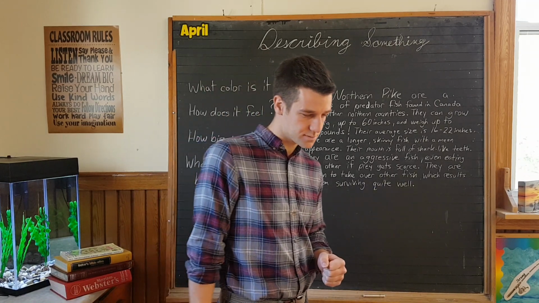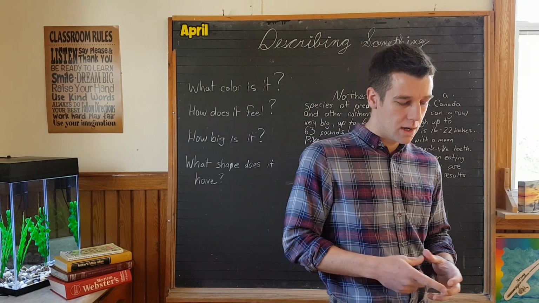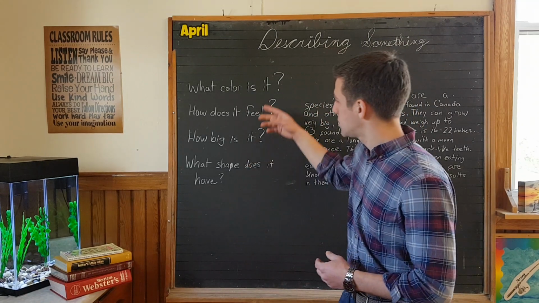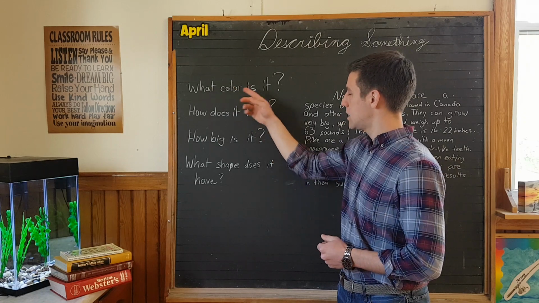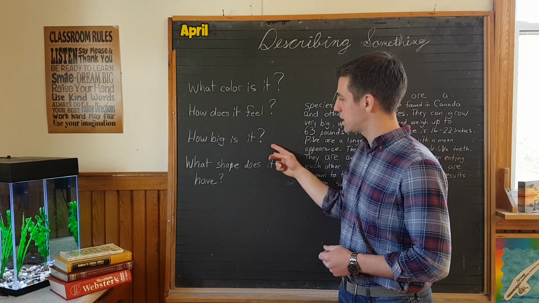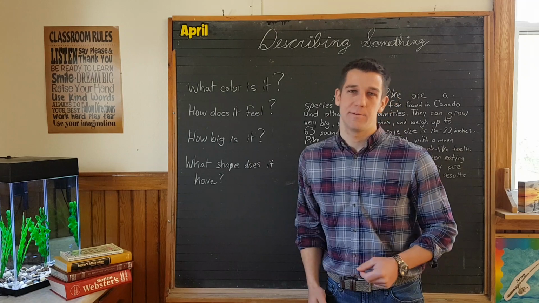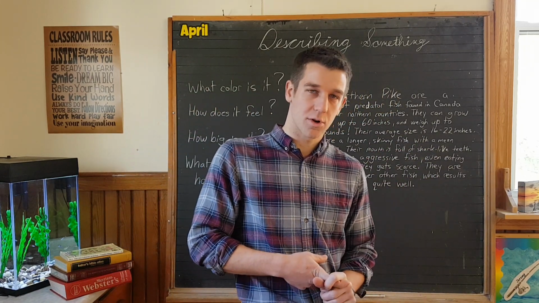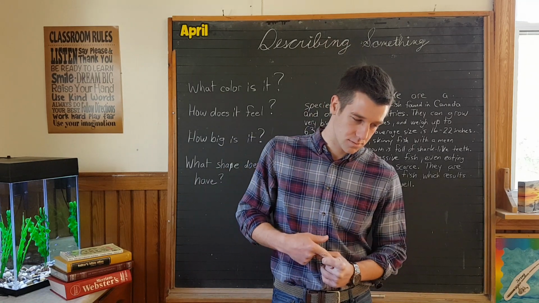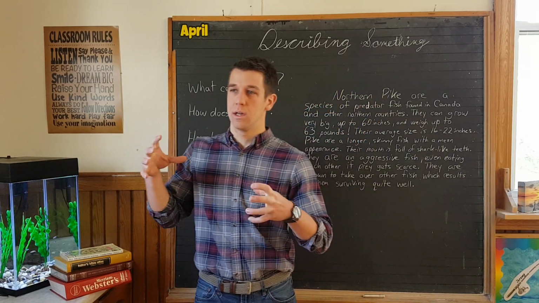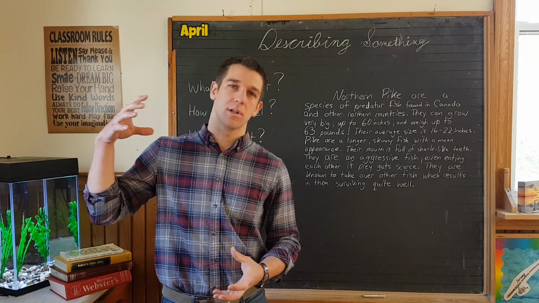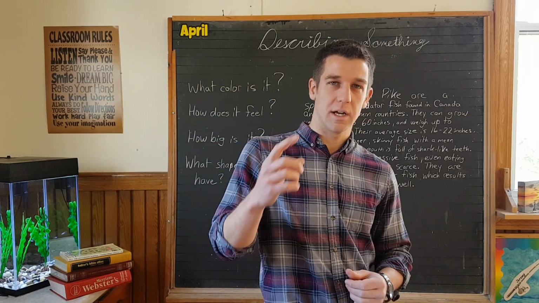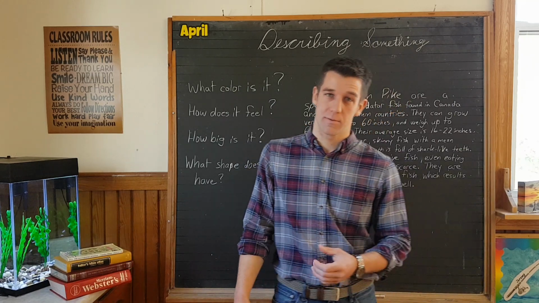So, something important to know when you're describing a thing is to answer these questions. What color is it? How does it feel? How big is it? What shape does it have? So you want to be able to answer those questions when describing something, and you want to keep it short, and you want to use descriptive words so that they're interested in it and they want to look into it further maybe.